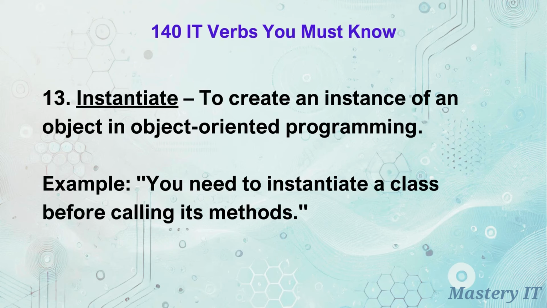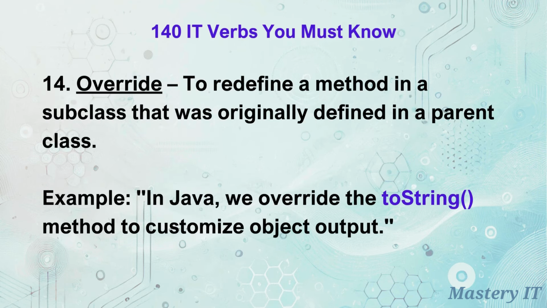Instantiate, to create an instance of an object in object-oriented programming. You need to instantiate a class before calling its methods. Override, to redefine a method in a subclass that was originally defined in a parent class. In Java, we override the toString method to customize object output.